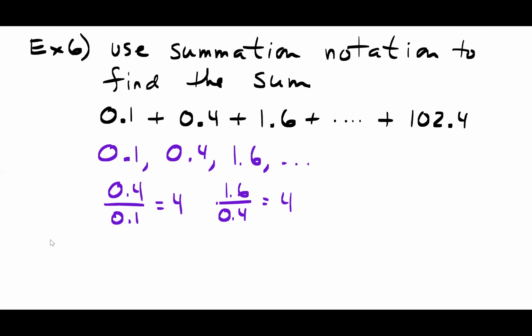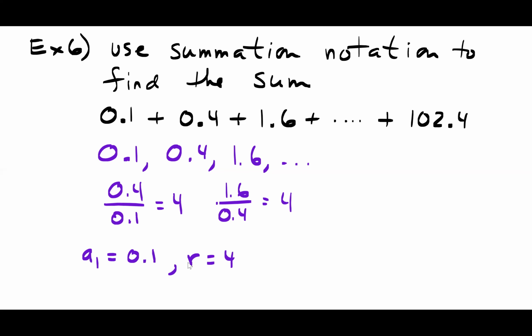And I think that's all I need. Let's check this out. Oh, maybe not. Let's see. So a sub 1 is 0.1, and the R value is 4. Oh, yes. We need to know how many terms we have here. So how many terms do we have until we get to 102.4? How does that work? Well, we know the formula so far, don't we? We know the formula is going to be 0.1 times 4 to the n minus 1. We know that for sure.